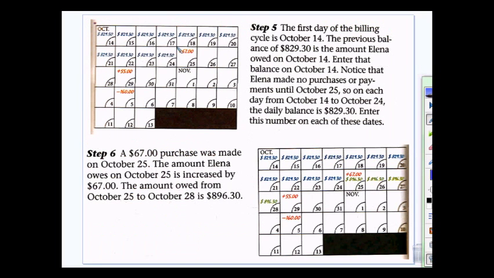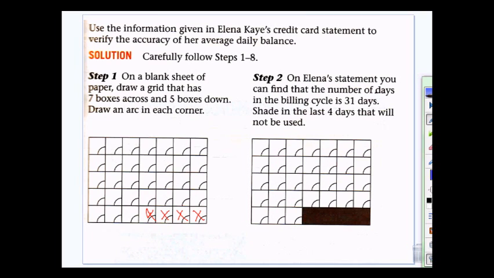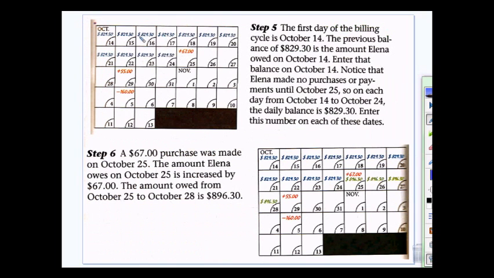The next thing you do is start with the previous balance, and you enter the previous balance up until there's a change. So if you come back to the bill, the previous balance is right here: 829.30. So I enter 829.30 up until the first change. Then I add $67 to it, and that changes it to 896.30. And I keep it 896.30 until the next change, at which point I'd add another 55.